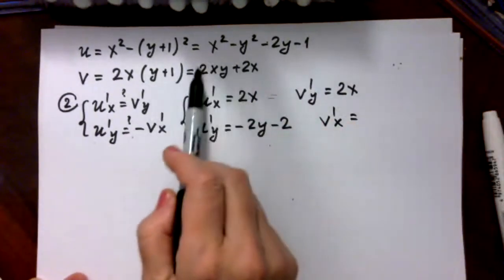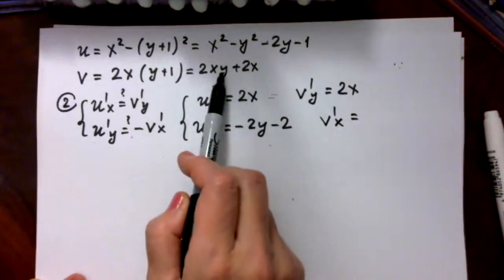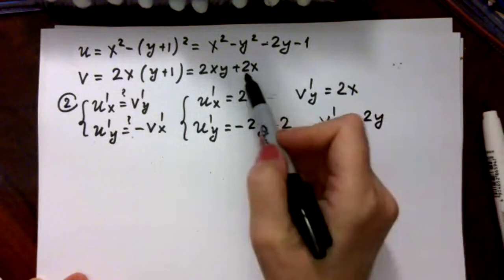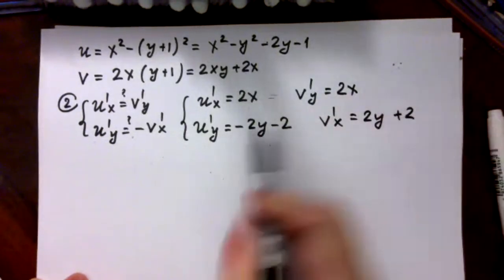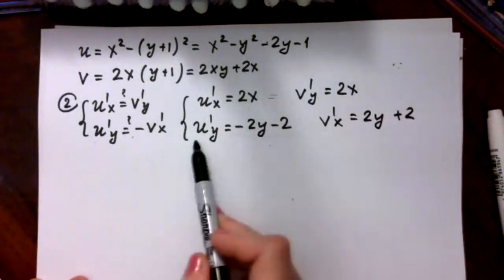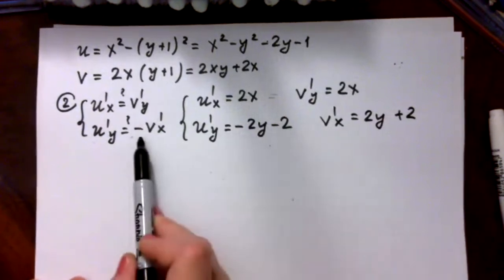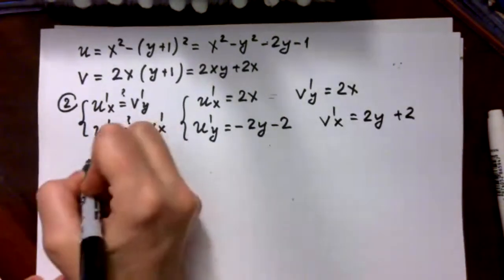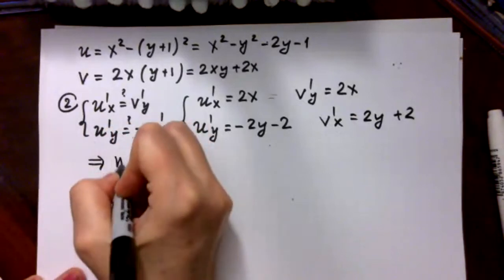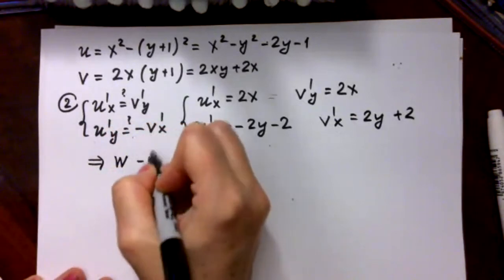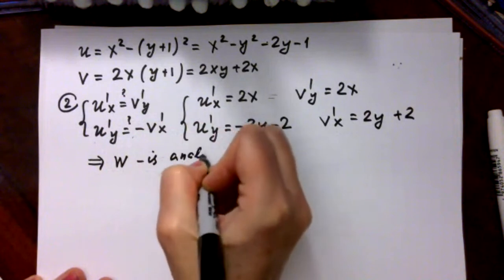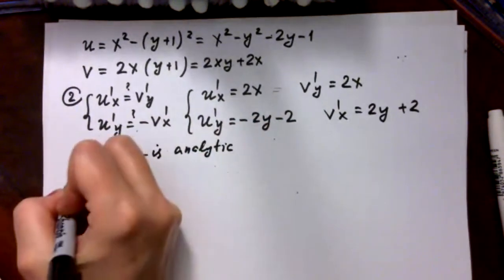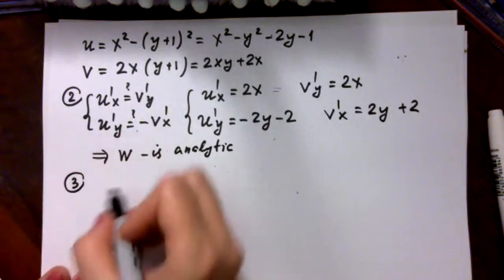And finally, we need to calculate v prime x. So let's look at v prime x. y is frozen. That is why the derivative of the first term will be 2y. And here we have 2. And as for the last two derivatives, they should be equal with a negative sign in front of the second one. Yeah, that's true. So our conclusion is that our function w is analytic because it does satisfy the Cauchy-Riemann equations or conditions. And now it's time to find the derivative.